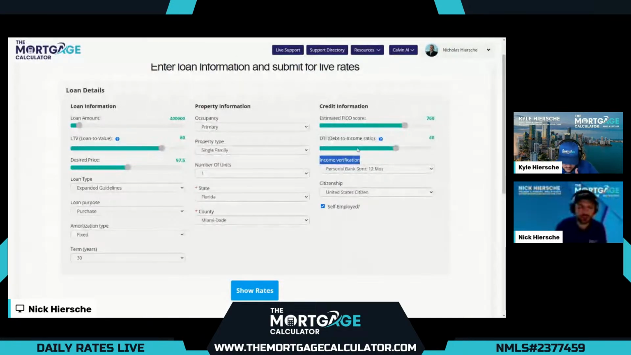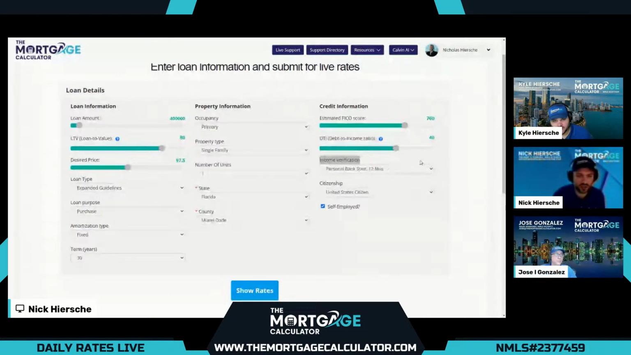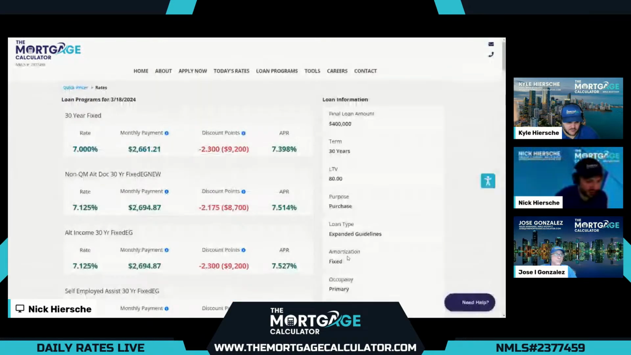No tax returns, just their last 12 bank statements to determine a debt-to-income ratio, in this case of 40%, using just their cash in the bank. Self-employed borrowers qualify for much more income this way. So let's check out the bank statement options.